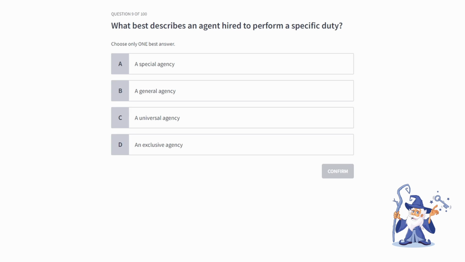Okay, number 9. What best describes an agent hired to perform a specific duty? And it gives us 4 options. A, special agency. B, a general agency. C, a universal agency. Or D, an exclusive agency. So go ahead and think that one over and come up with your answer.